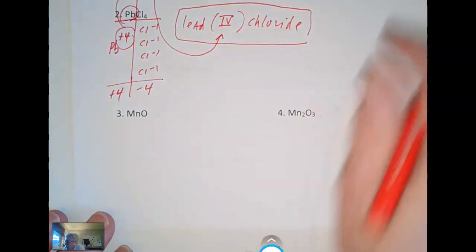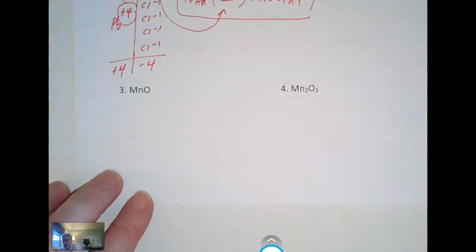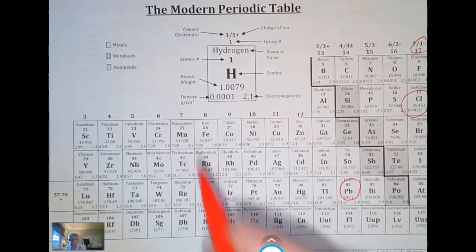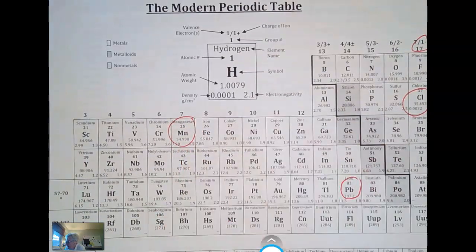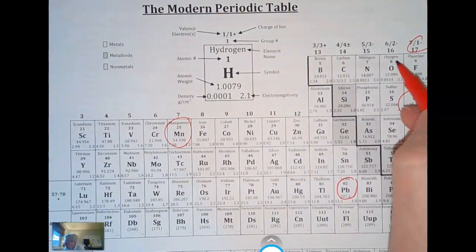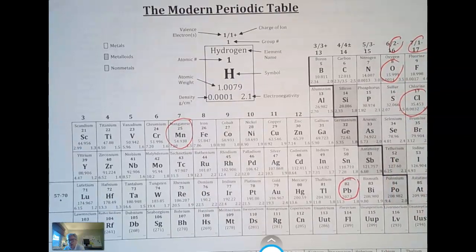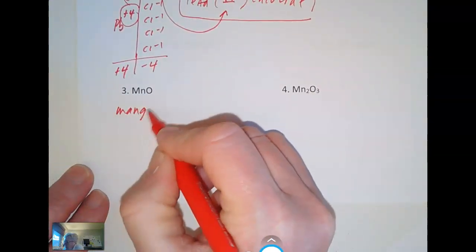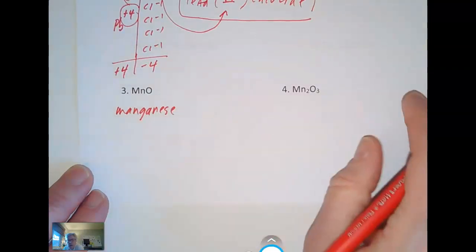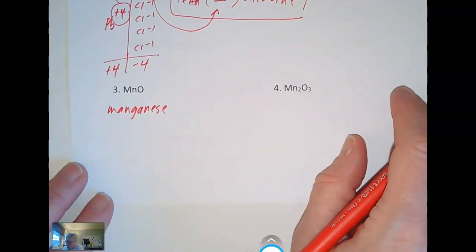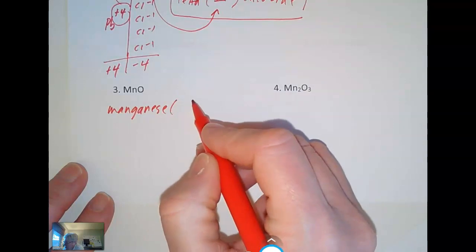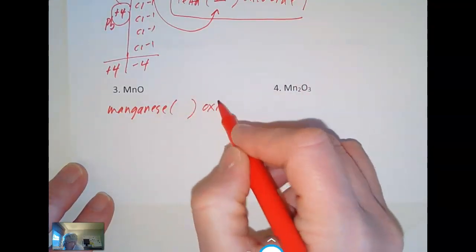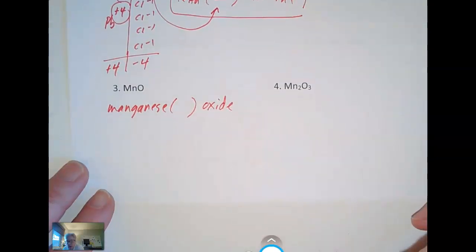Okay, all right, let's just do a couple more. MnO. Mn is manganese. It's right here. Okay, and O is oxygen, and it has a charge of -2. All right, so manganese is in that transition metal part of your periodic table, so you're going to need a Roman numeral, so put some parentheses in there. And oxygen, when it's an ion, is called oxide.